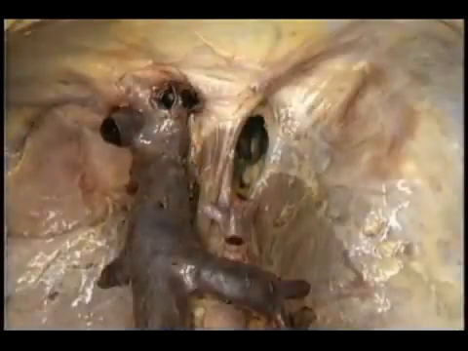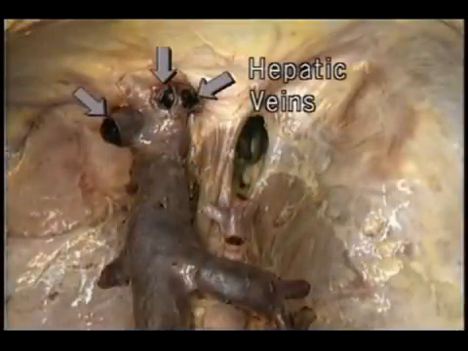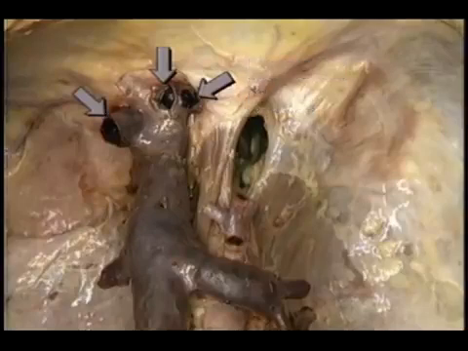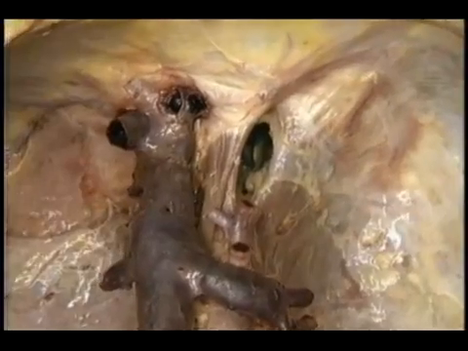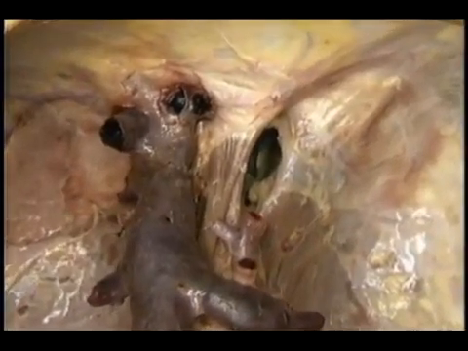There aren't any veins that directly correspond to the celiac trunk and the mesenteric arteries. The blood that goes out through those arteries comes back to the liver by way of the portal vein, as we'll see in Volume 5 of this atlas. The blood from the liver then returns to the main circulation through these large hepatic veins. The hepatic veins are very short. Their number varies. Here there are three. They enter the vena cava just below the diaphragm.